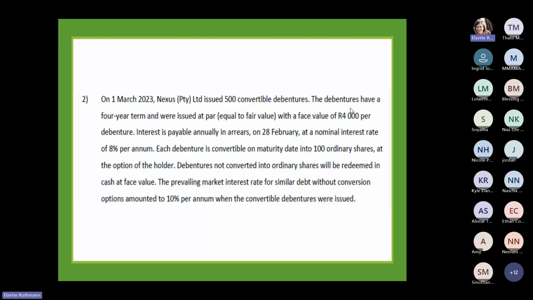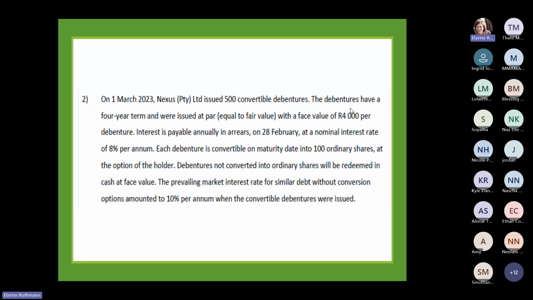Okay, then your payment. And for your payment, you will use your nominal interest rate, because remember, your market interest rate is your interest in your calculation. So then for your payment, you will also take 500 times the 4,000 times 8%. I'm going to show you that slide just now.